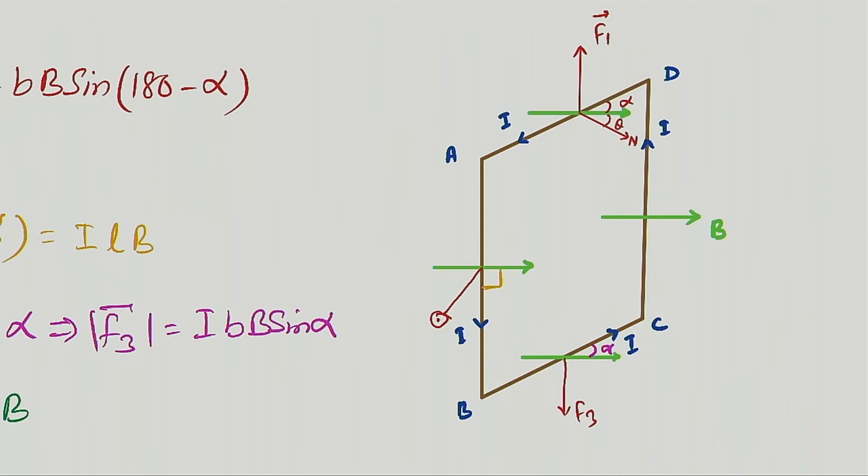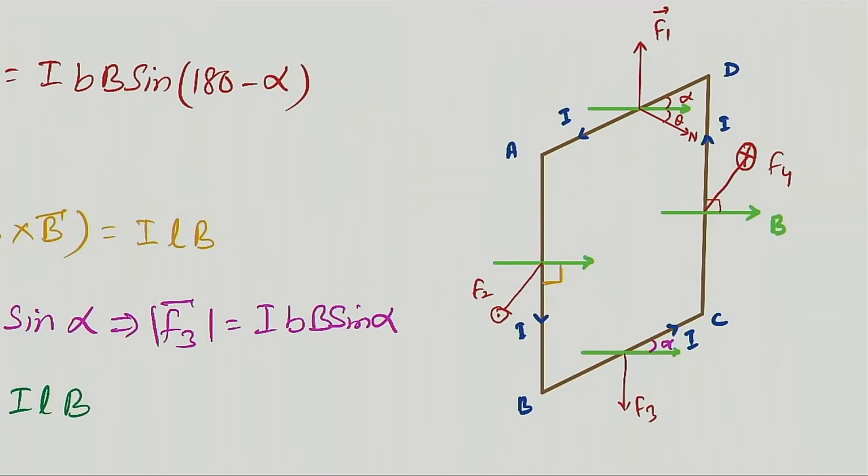Then what about the force F4 on this arm CD? From here it is clear that this angle is again 90 degrees, and if we curl our fingers from current, or length, towards the magnetic field, then the direction will be directed inward, perpendicular to the plane of the paper. And for inward, we represent the force by a cross sign. So these are the forces: F1 upward, F2 outward from the paper, F3 downward, and F4 inward into the paper.